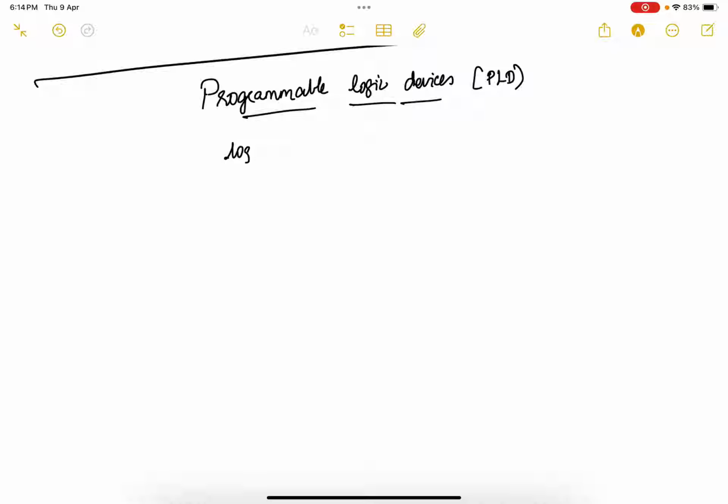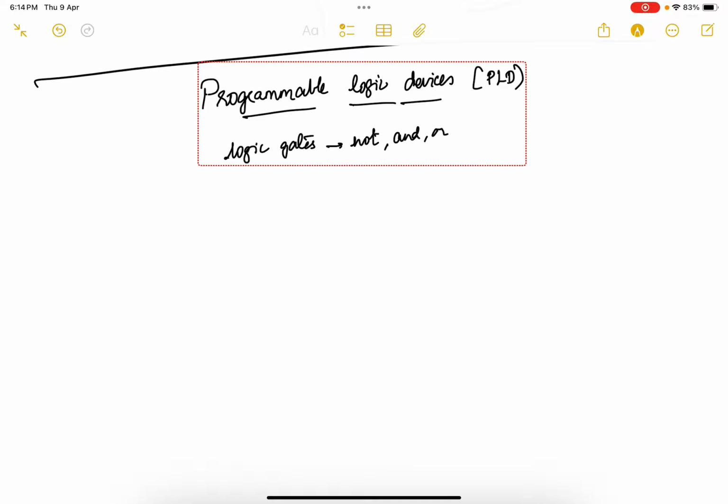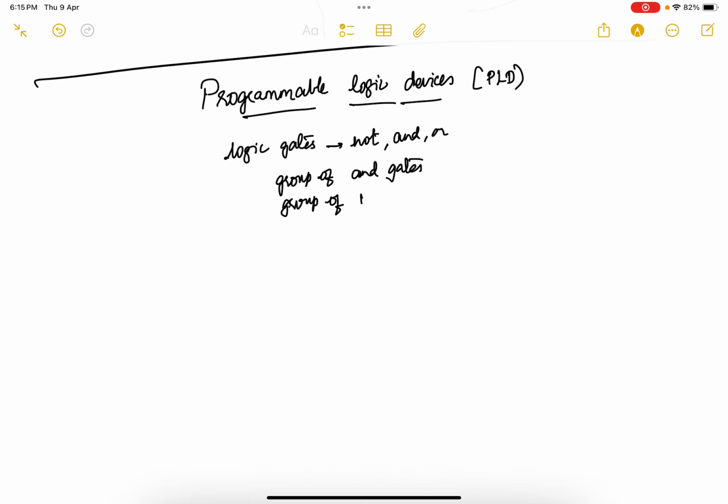Already we heard about logic gates. Logic gates may be a NOT gate, AND gate, OR gate, XOR gate, exclusive NOR gate, etc. Here, instead of talking about simple logic gates, I am going to talk in the form of an array, that is a group of AND gates or a group of OR gates. Such groups are called arrays of gates.